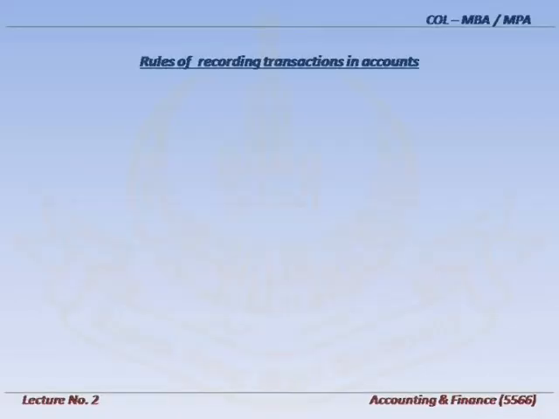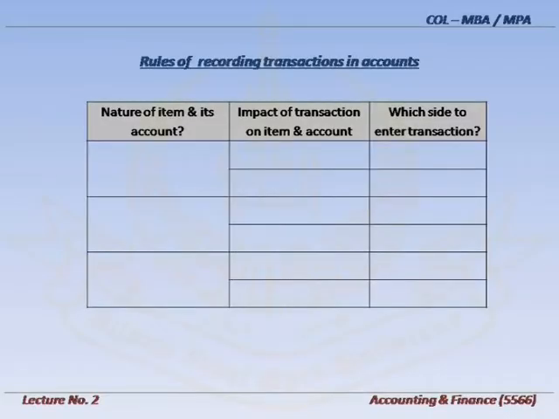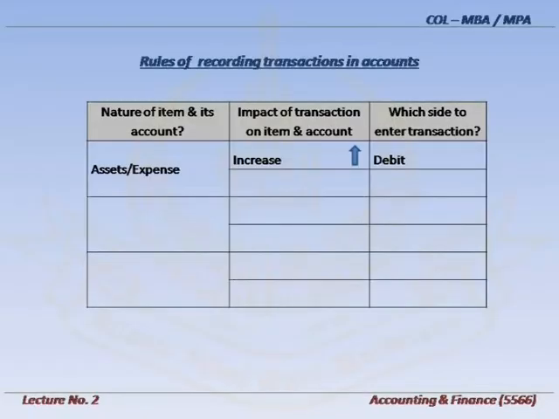Now, when we have learned what an account is and the format of an account, we discuss the recording of transactions in accounts. Either we have to enter a transaction on the debit side of an account or on the credit side of an account. The answer to this question depends on the classification of an item, its respective account, and the effect of the transaction on that item. If as a result of a transaction the asset increased, we enter the transaction amount on the debit side of the asset account of that particular item. However, if the asset decreased, we enter the transaction amount on the credit side of the asset account of that particular item.